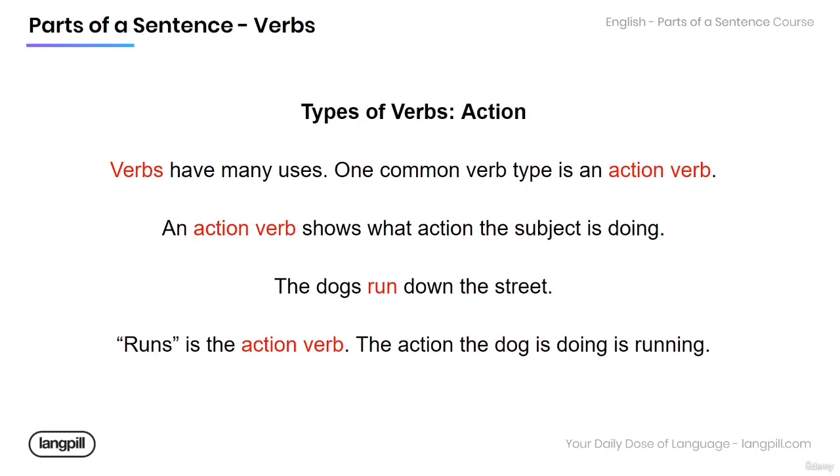So what kind of verbs do we have? Well, we have action verbs. These verbs have many uses, and an action verb is just something that shows an action: running, jumping, swimming, eating. It tells us what the subject is doing. So again, the sentence, the dog runs down the street. Run is an action verb. It's what the dog is doing. And the dog is running.